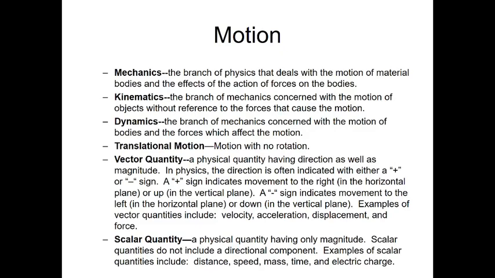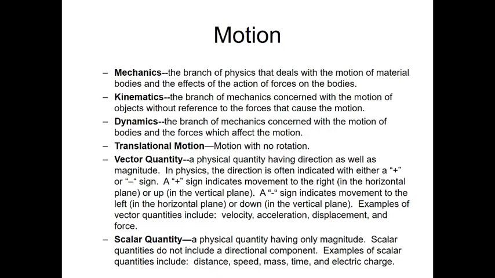Other important terms will be vector and scalar. A vector quantity or vector measurement is a quantity that has direction and magnitude, or size. Oftentimes the direction of that measurement is indicated with a sign, either plus or minus. A plus sign indicates movement to the right, if we're talking about horizontal movement, or up, if we're talking about vertical movement. A negative sign, the opposite. A negative sign means to the left in the horizontal plane, or down in the vertical plane.